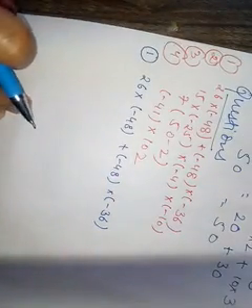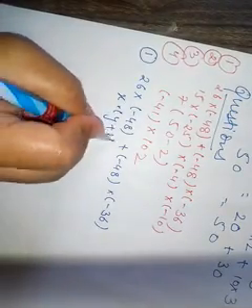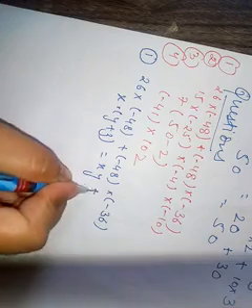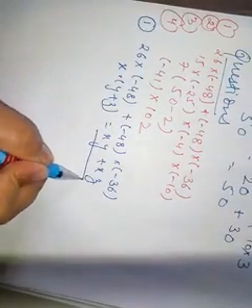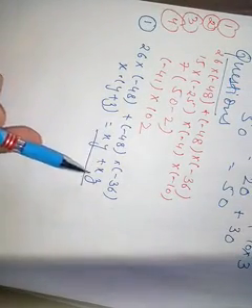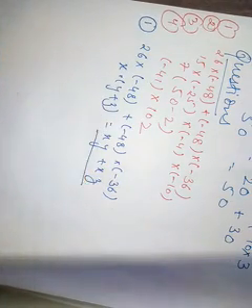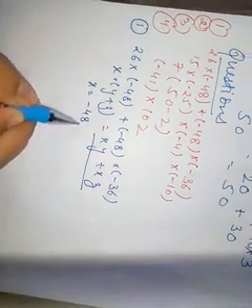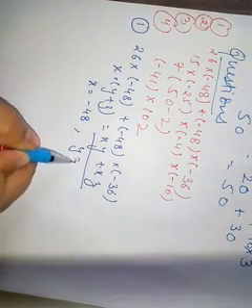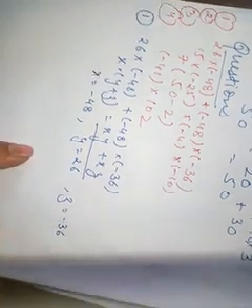The statement of the distributive property states that x into (y plus z) is equal to xy plus xz. So here this thing is given in the question, xy plus xz. By observing the question and this equation carefully, we can summarize that here x is equal to minus 48, y equal to 26, and z equal to minus 36. How?